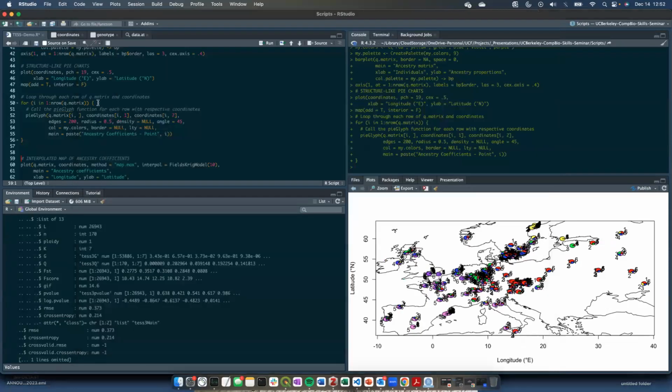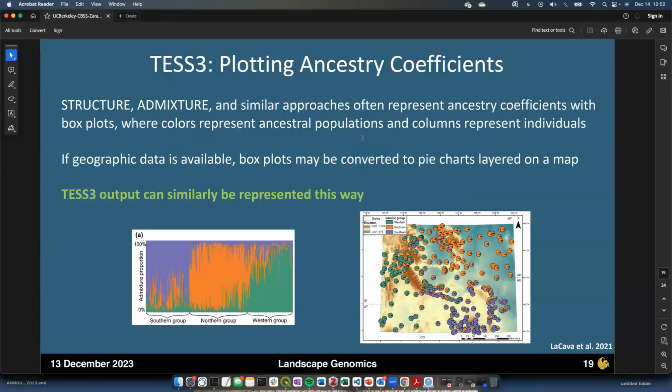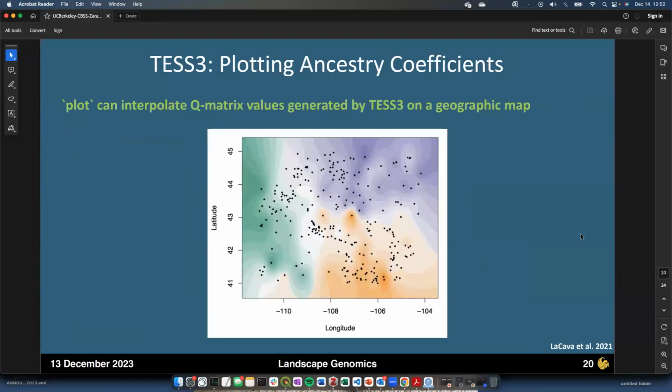All right. Cool. So that was our structure-like plotting. So this is again that La Cava paper. We have similar pie charts or bar plots. Now, because we have that spatial component of our data, we can interpret those values on our map as a gradient. And what that ends up looking like is something like this from that La Cava paper.